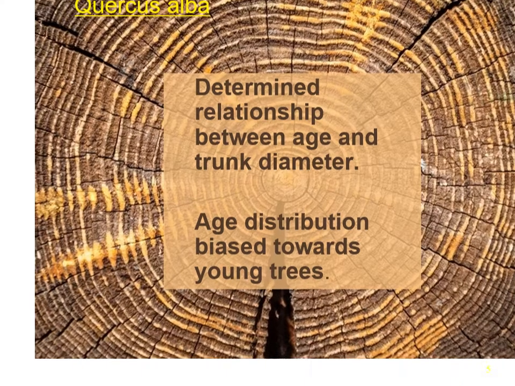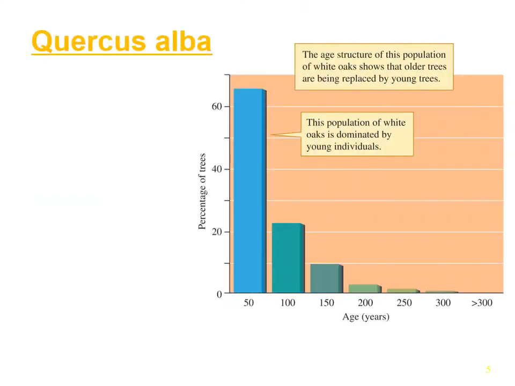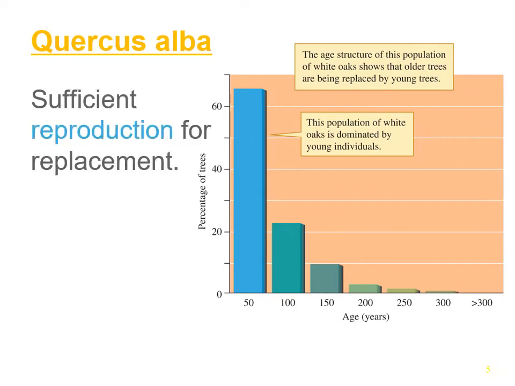So this is what the age distribution looked like, that you have the age across the x-axis. So we had trees up to over 300 years old in this data set, and the percentage of trees in each category. So this is a frequency distribution. So most of the trees were under 50 years old, which shows that the population is dominated by young individuals, and there's sufficient reproduction to replace the older individuals.